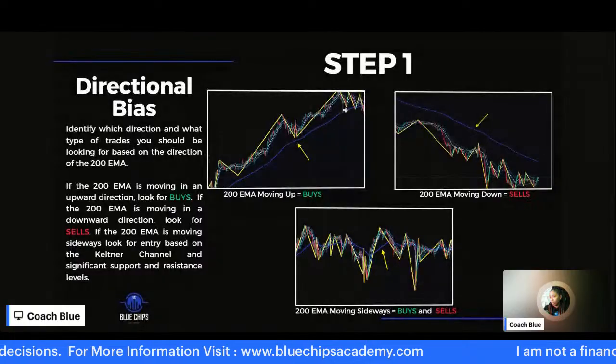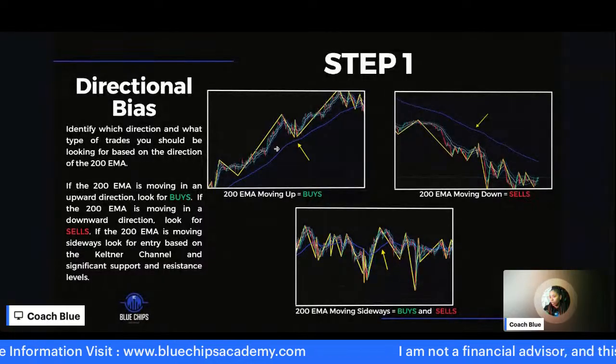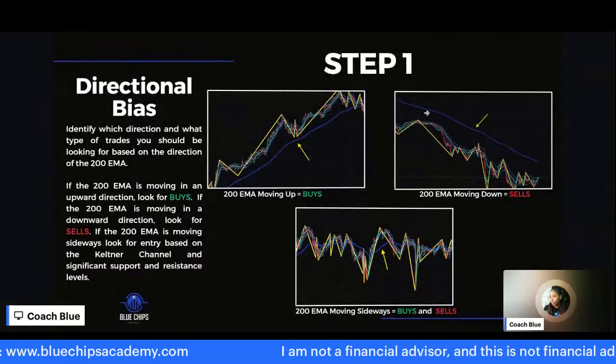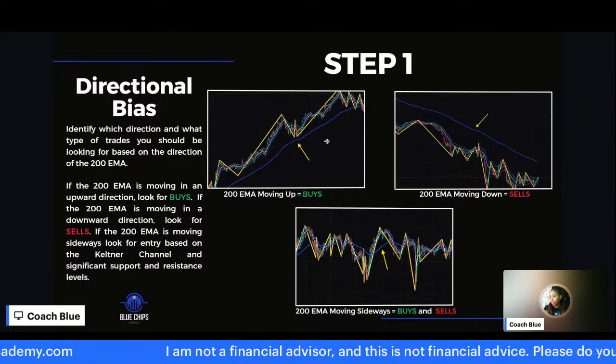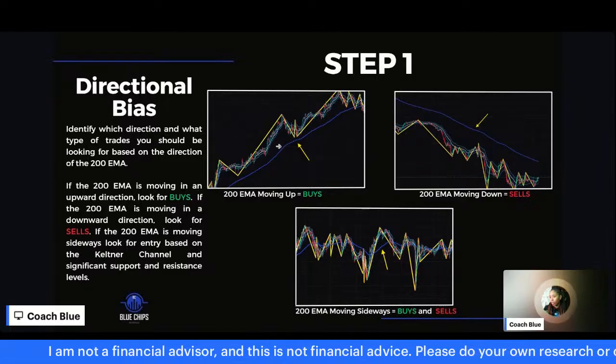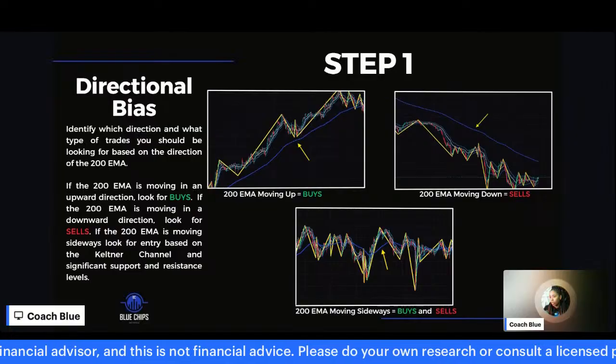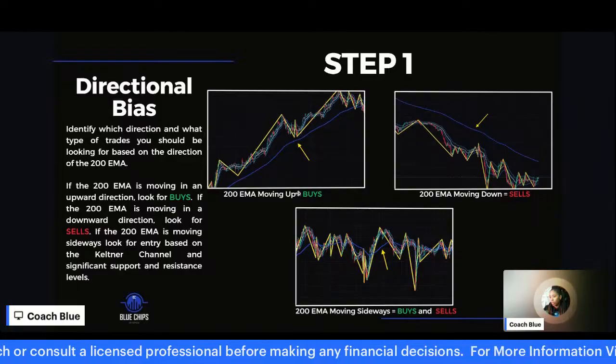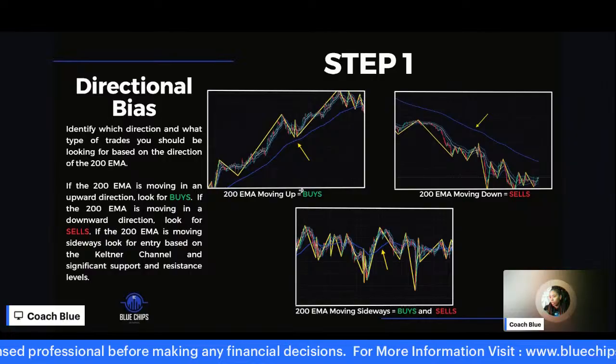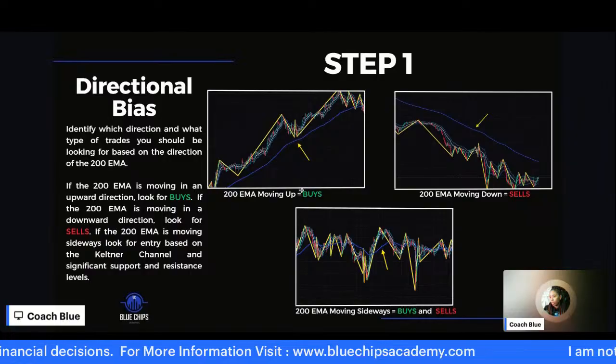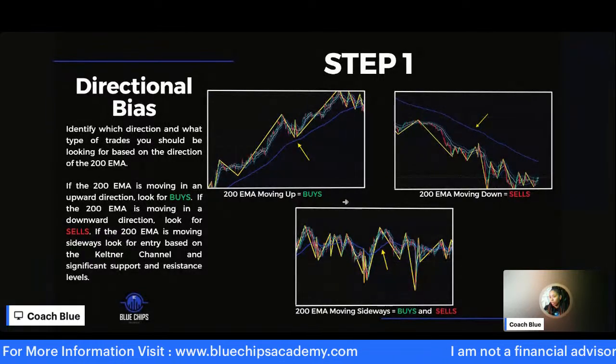The 200 EMA is this blue line right here. This is your 200 EMA. With the 200 EMA, if it is moving up and you see a clear upward slope, you want to look for buys. If you see a downward slope, you want to look for sells.